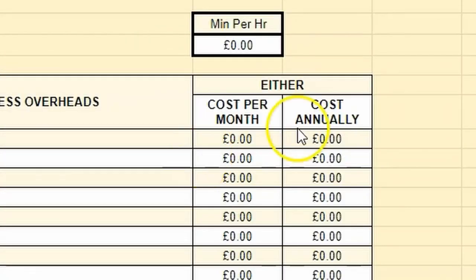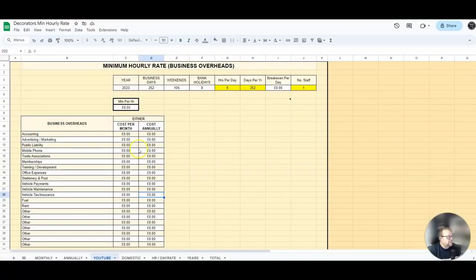So I've put two columns here. If you know the monthly outgoings, or you know the annual cost, then I've just allowed for it. It just makes it a little bit easier. I'll fill this out fictitiously and we'll see what we come up with. Bear with me.